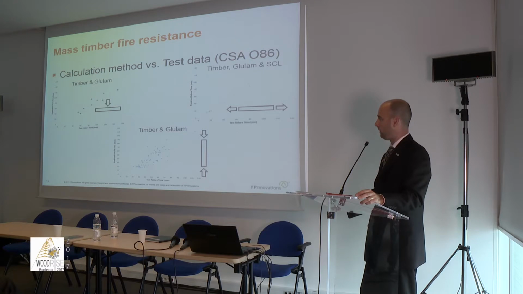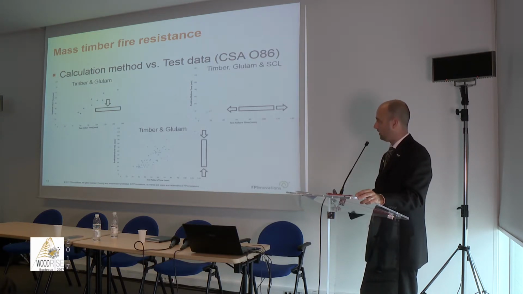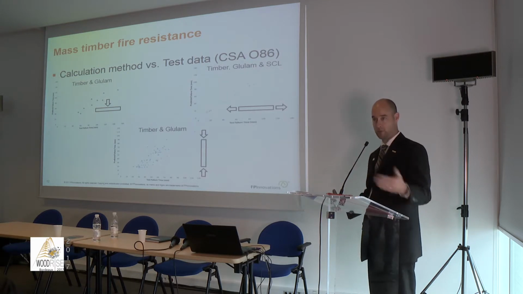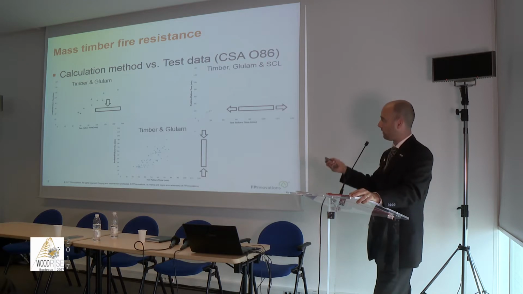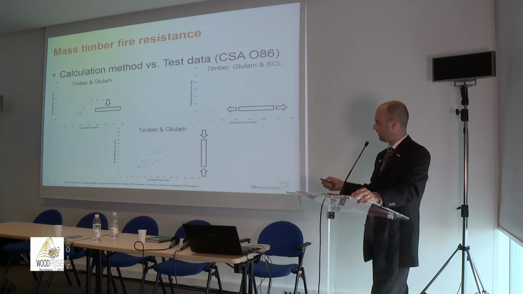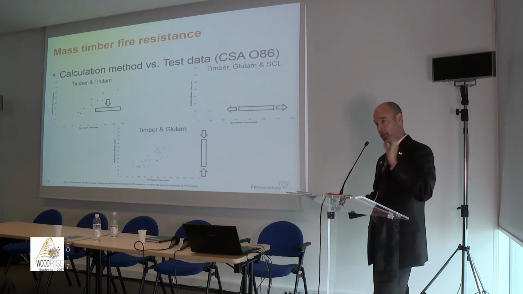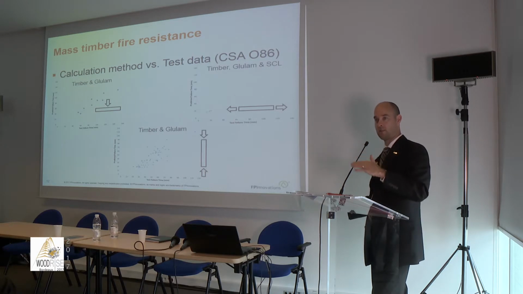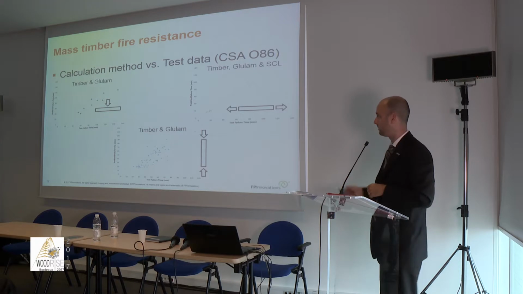Some examples of fire test results here. These are essentially US test data that we tried to replicate through the Canadian calculation method. So we have some timber and glulam beams in bending. And you see the straight line here, maybe not that obvious on the screen, but the straight line is basically what we would see if the calculation method was exactly the same as the test. So we see that it's still conservative because we predict a lower fire resistance.